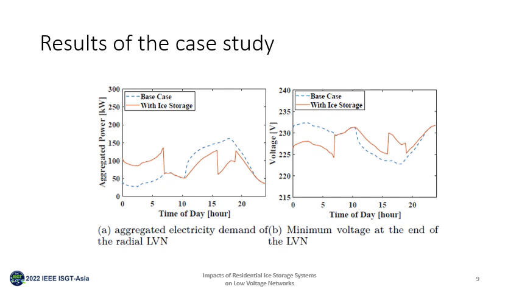The graph on the right shows the minimum voltage of the network, so that's at the end of the network, and you can see the voltage is improving a lot during the peak period, and we are ensuring that the voltage remains within the bound of the regulations.